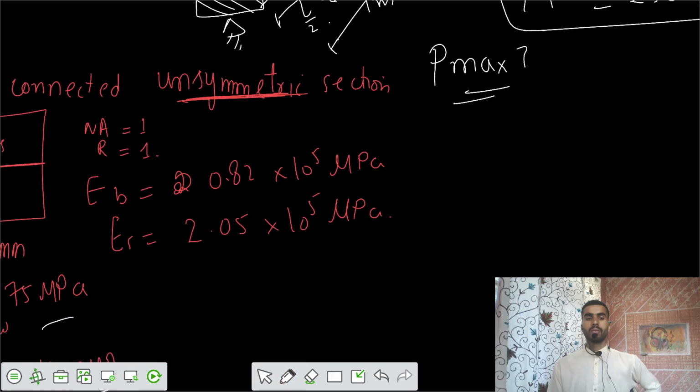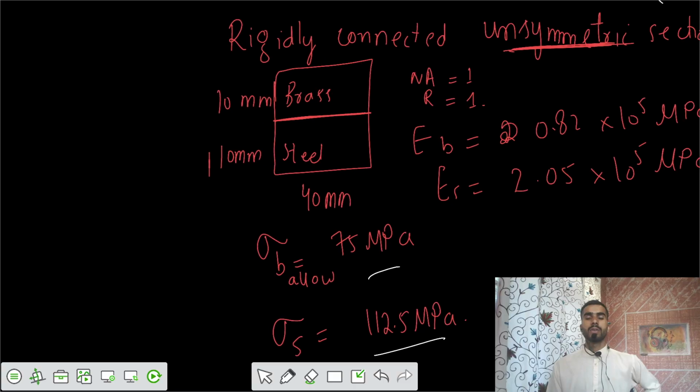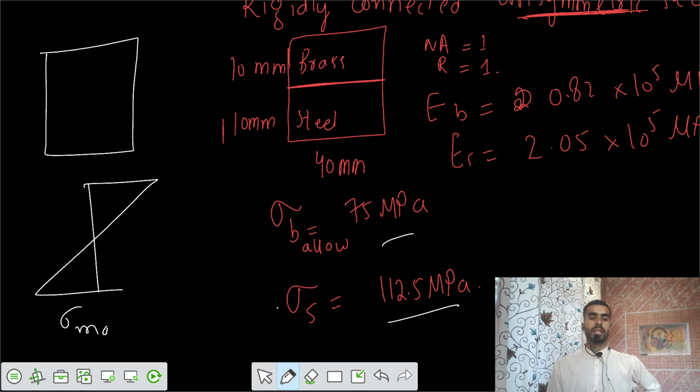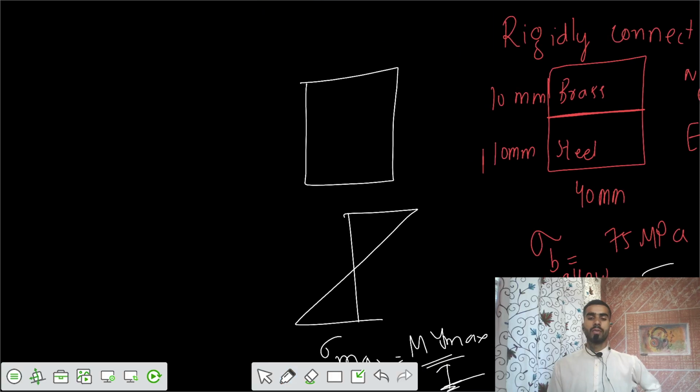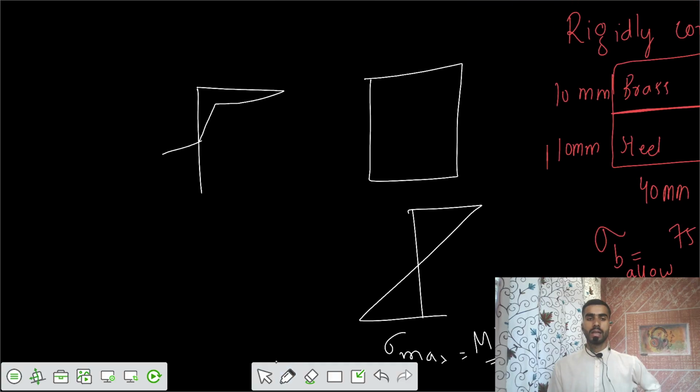Now, since your section is unsymmetric, a composite section, you can't directly calculate. Had it been a homogeneous section, you could have solved it easily with the maximum stress equals M y max by I about the neutral axis. But you have a composite section. We have already seen that the stress variation was somewhat in this fashion, so you can't directly calculate it this way.